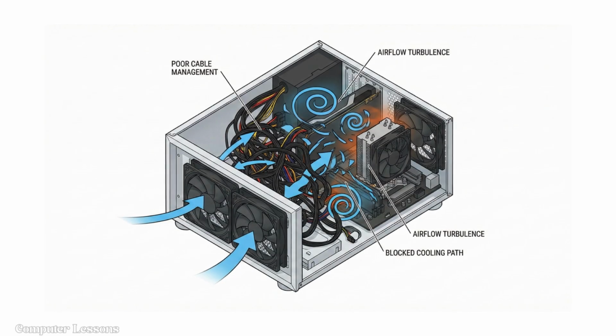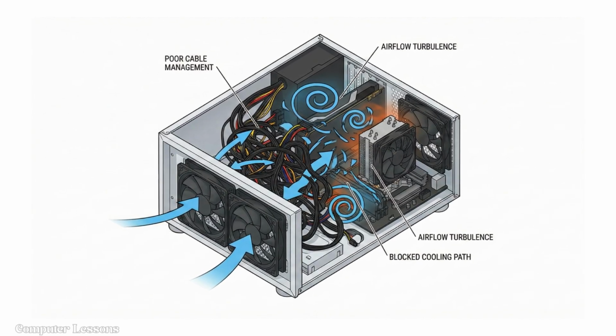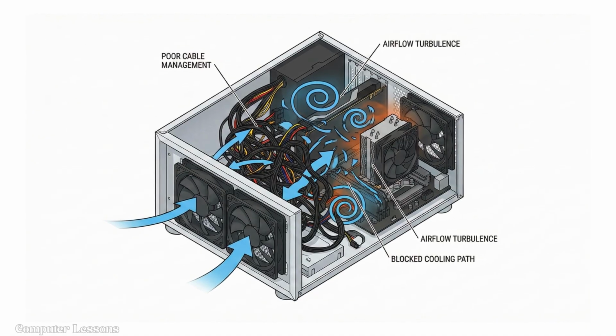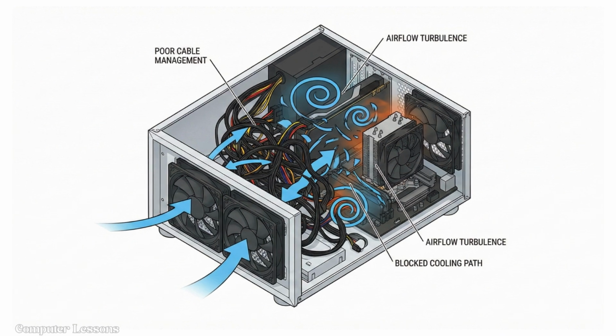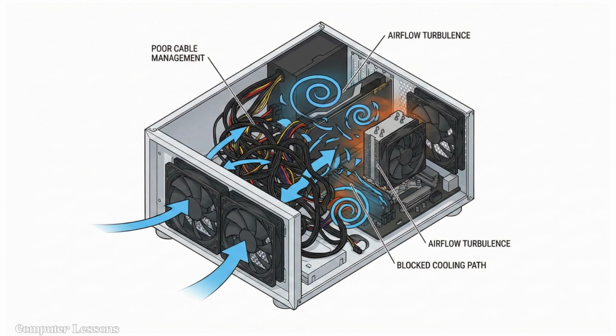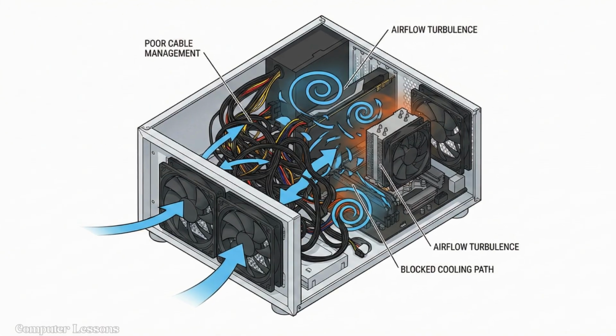Speaking of cables, cable management is not just for obsessive-compulsive aesthetics. A rat's nest of cables hanging in the middle of your case acts as a physical barrier to airflow. It creates turbulence, breaking up the smooth stream of cool air and causing it to swirl around without cooling anything.